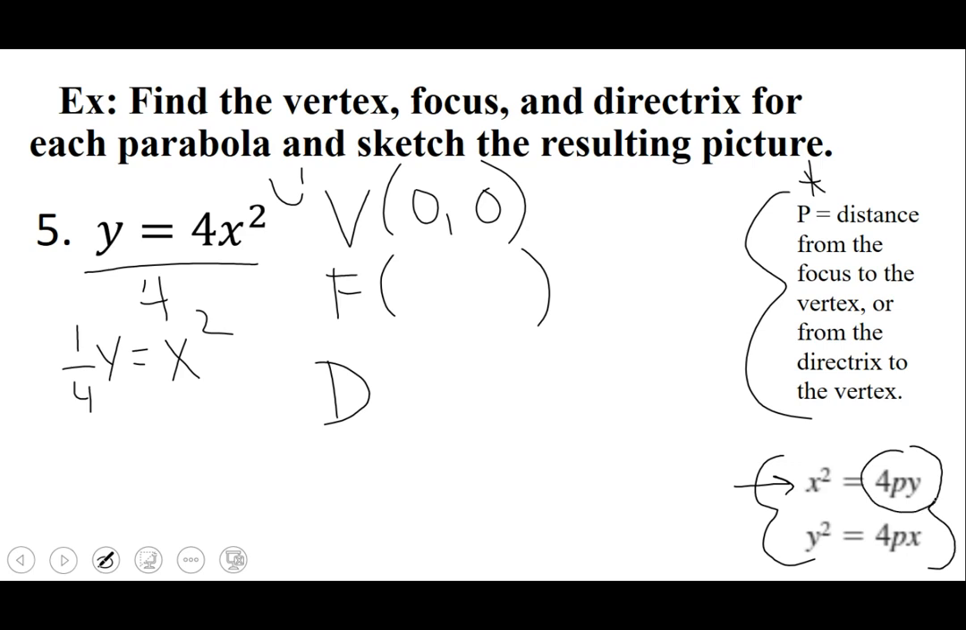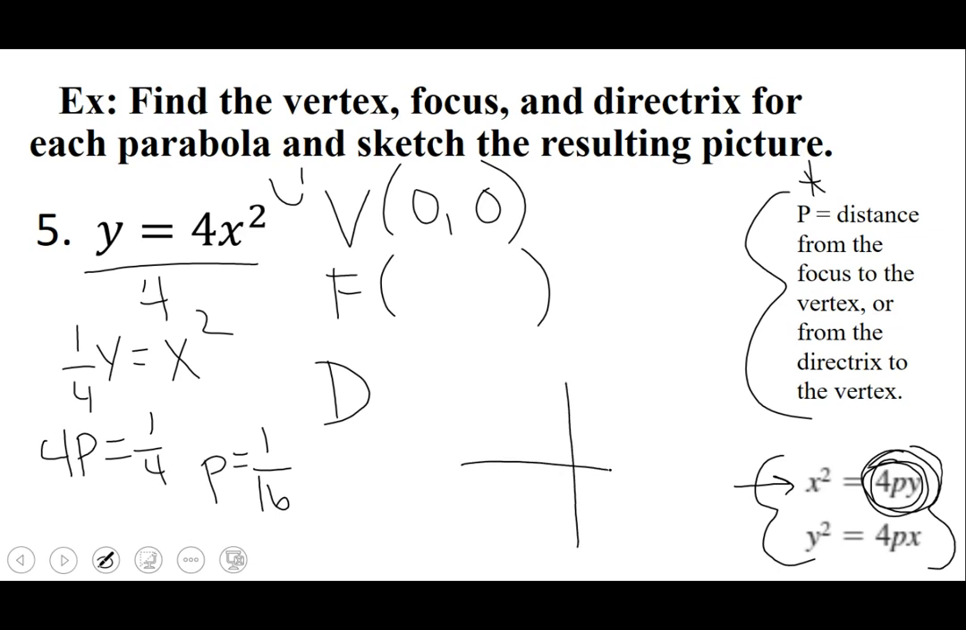Whatever is in front of the y, that is equal to 4p. So you're going to take 4p and set it equal to whatever is in front of the y, which in this case is 1/4. Then you're going to divide by 4, which means you are going to get a p-value of 1/16. So let's think about what this graph is going to look like, okay?